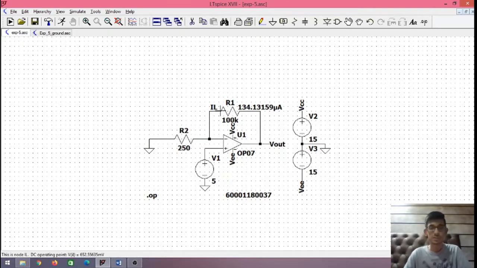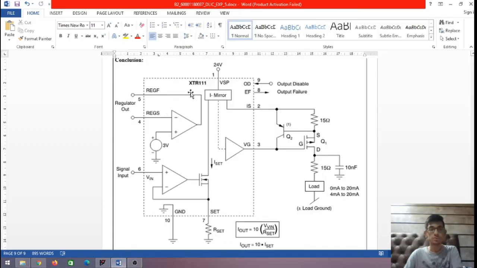The formula shows that it is independent of RL, but when we actually perform it, we see that it is actually dependent on the RL resistance. For practical purposes, we never use this circuit. For all practical uses, we can use this IC XTR111.